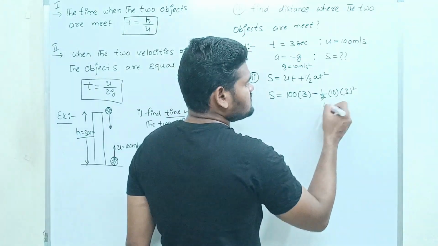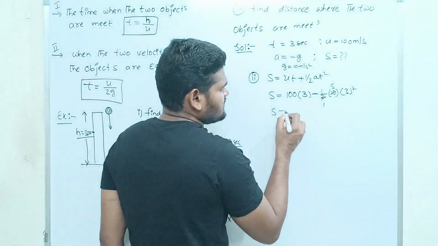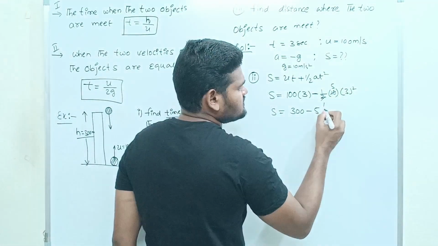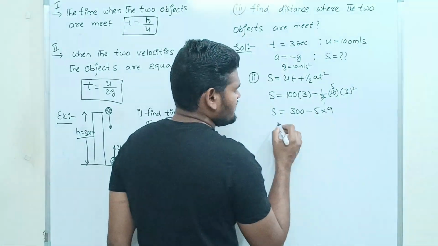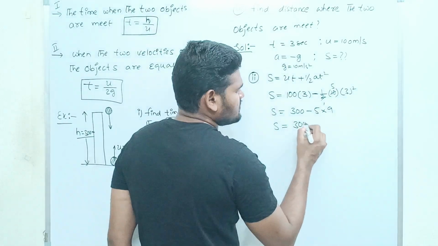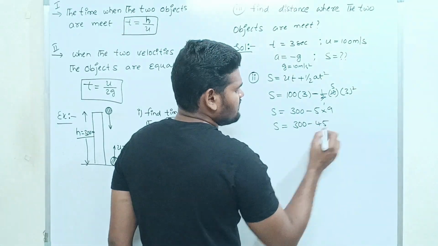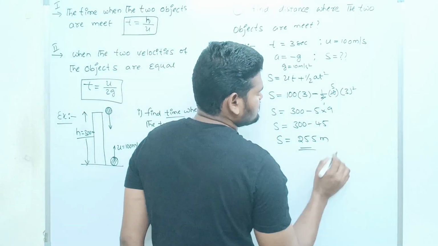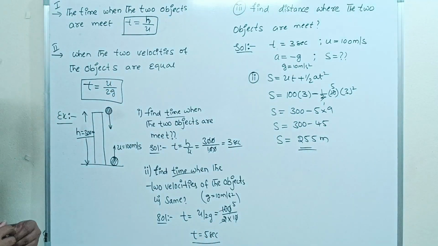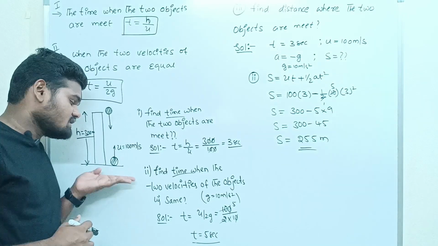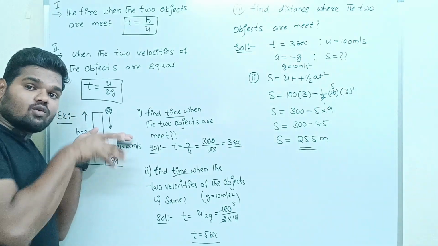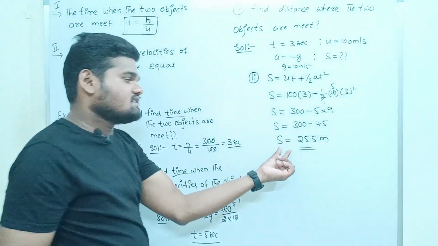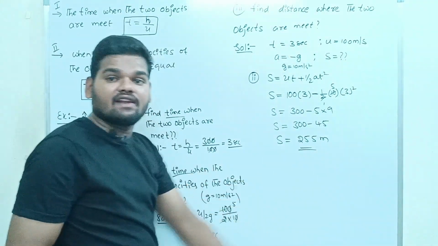So 2 ones are 2, 2 5s are 10. So s is equals to 3 into 100, 300 minus 5 into 3 square value. How much? 9. So s is equals to 300 minus 9 5s are 45. So s is equals to, we got 255 meters. That means from the ground, the two objects meet at t is equals to 3 seconds at a distance 255 meters from the ground.